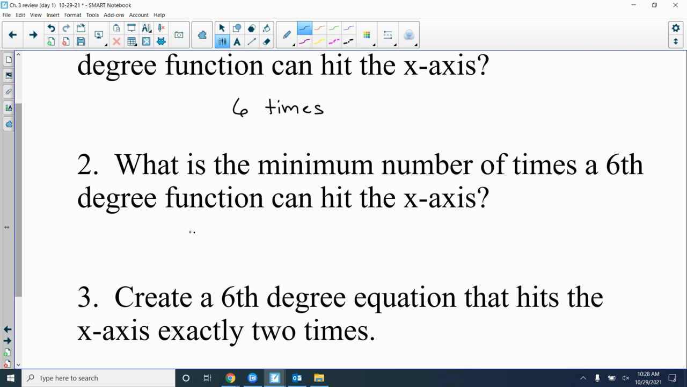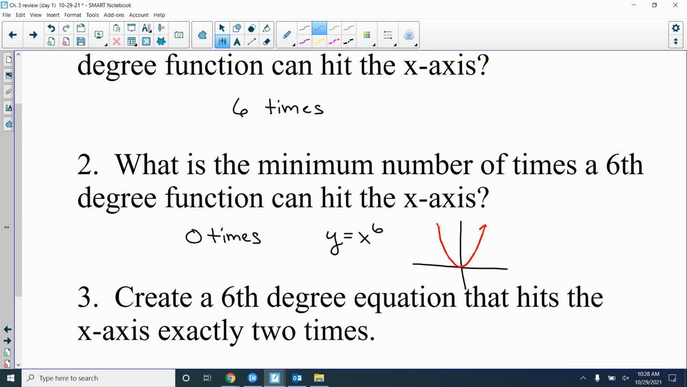All right, now I want you to think. Why? I want you to think why. Think of what is the simplest 6-degree function? Simplest. X to the 6. Y equals x to the 6. Now, what does that look like?